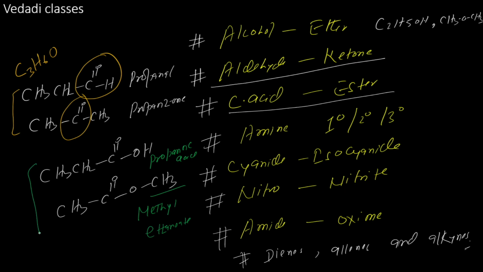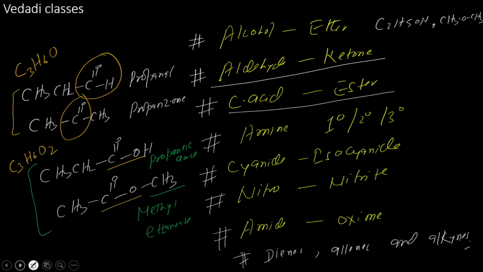Now check the molecular formula again. What about the molecular formula of these 2 molecules? One is the carboxylic acid, the other is the ester. Have a look: 3 carbon in both cases, and how many hydrogen? 6 hydrogen. And how many oxygen? 2 oxygen is over here, and in both the cases 2 oxygen is here. So the molecular formula is the same, the structural formula is different. Why? Because this is carboxylic acid and this is ester.